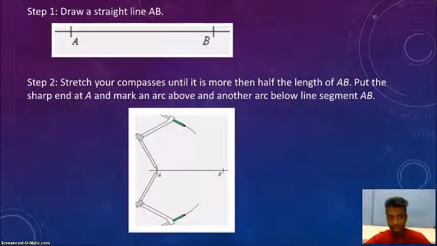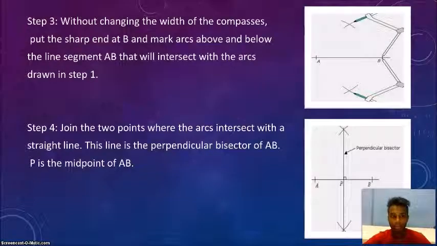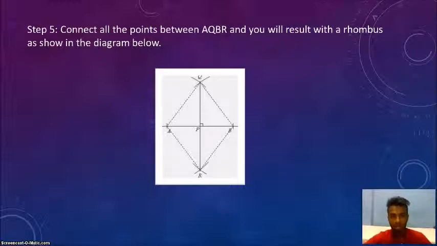Put the sharp end at A and mark an arc above and another arc below line segment AB. Step 3. Without changing the width of the compasses, put the sharp end at B and mark arcs above and below the line segment AB that will intersect with the arcs drawn in step 2. Join the 2 points where the arcs intersect with a straight line. This is the perpendicular bisector of AB. P is the midpoint of AB. Connect all the points A, Q, B, R and you will get the rhombus as shown in the diagram.